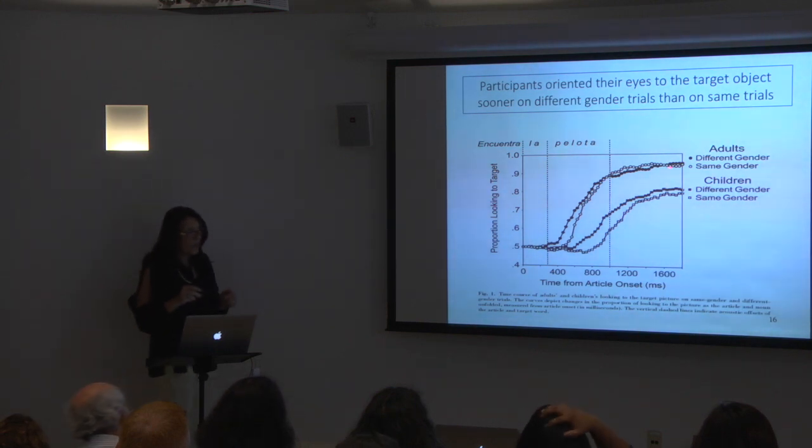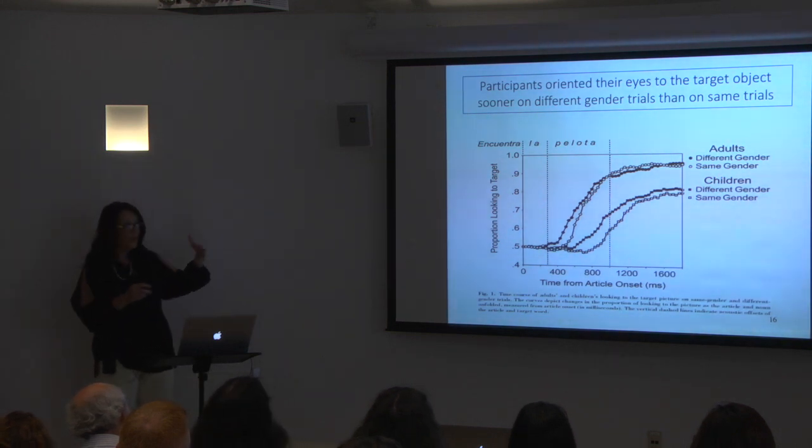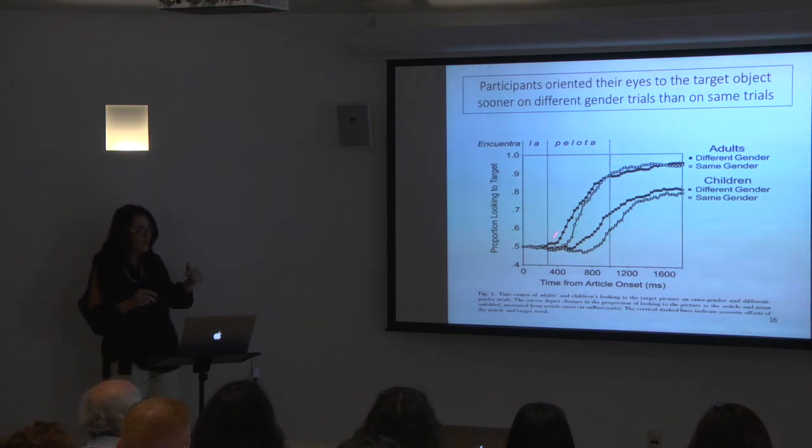The dark dots are items in which there was different gender, so one was masculine, one was feminine, and the white dot is items in which you have the same gender. These are adults, these are children. Before I go into the graph, what's clear is that adults and children are doing more or less the same thing. It's just that children are a bit slower, which is expected.